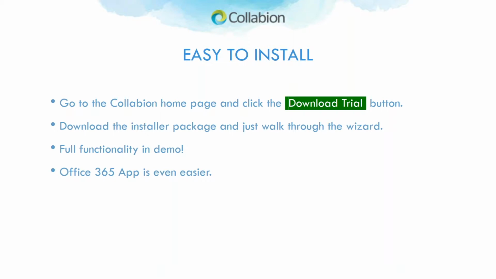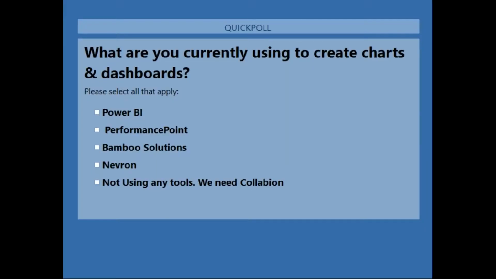I mentioned how easy it is. You don't need to read any user manuals or anything like that. You can just go ahead and hook up to a SharePoint list, add a Collabion web part to your page, and start making charts within minutes. So you can try this out really easily without having to carve out a big chunk of time to figure out what you're doing. Okay, and also I mentioned the Office 365 app is easy.